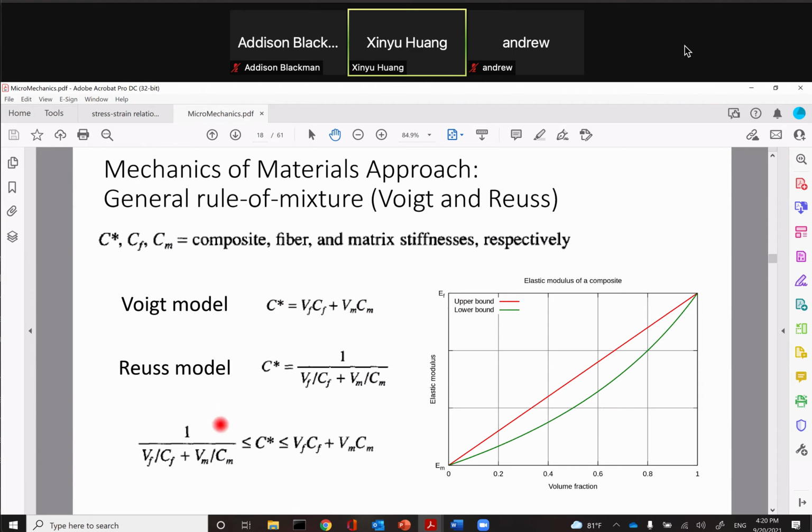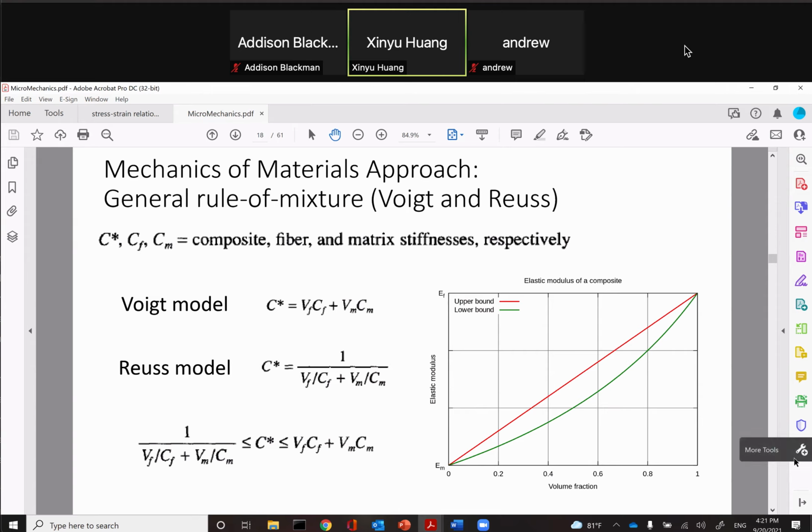This is always bigger than this. The Voigt model always gives you an upper bound, and the Reuss model gives you a lower bound. So your true property is in between these two bounds. If you do experiments, you find the data are scattered in between these two lines.